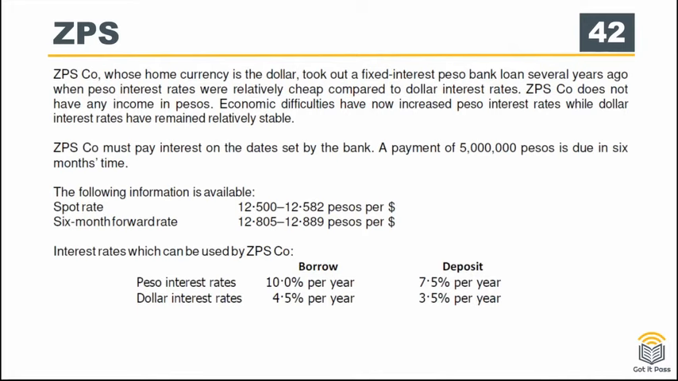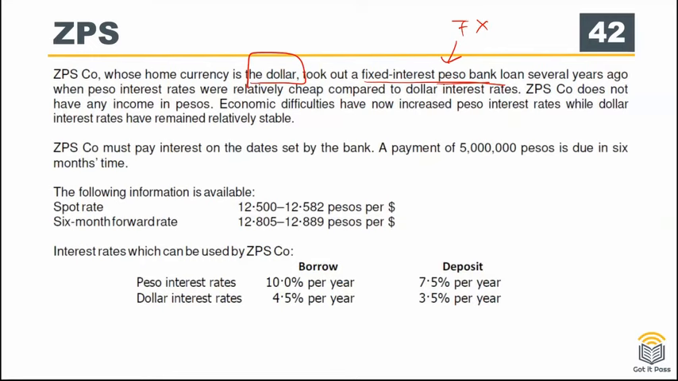This company's home currency is the dollar, and it took out a fixed interest peso bank loan, where the peso is the foreign currency, the FX, several years ago when peso interest rates were relatively cheap compared to dollar interest rates. ZPS does not have any income in pesos. In other words, it has to change dollars into pesos for the repayment or the interest as well. Economic difficulties have now increased peso interest rates, while dollar interest rates have remained relatively stable.